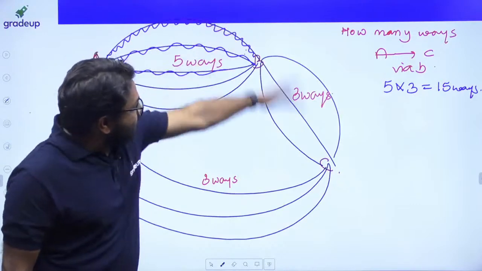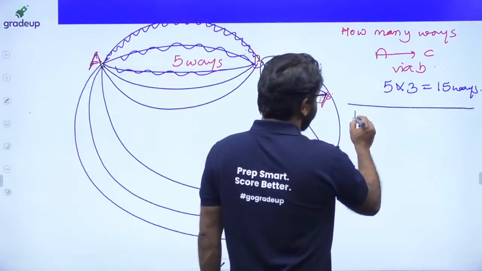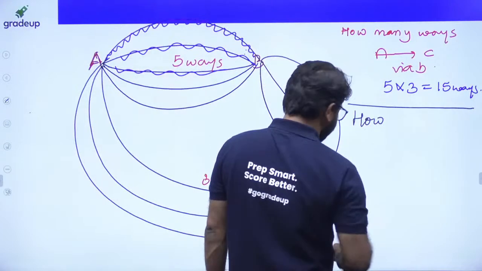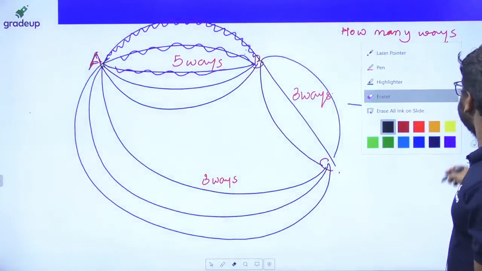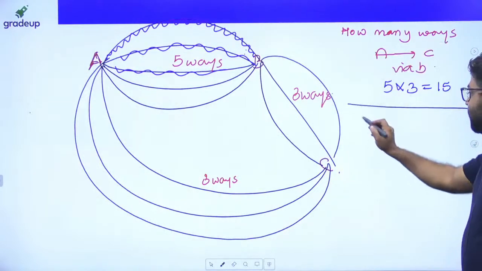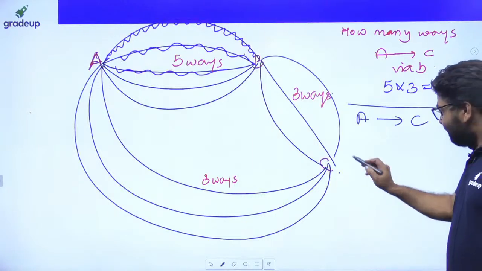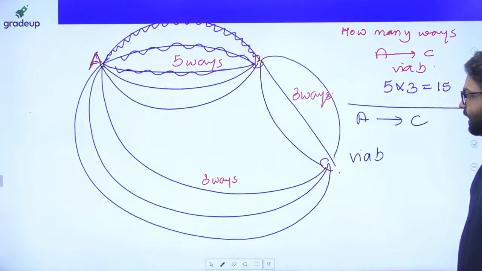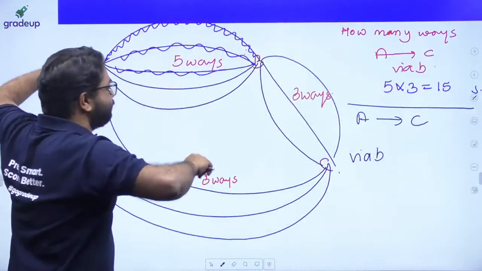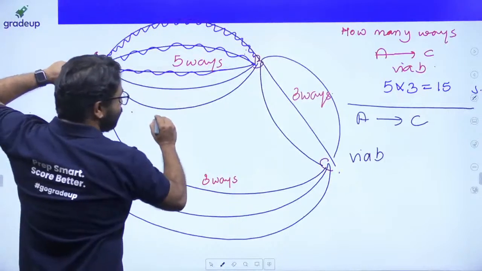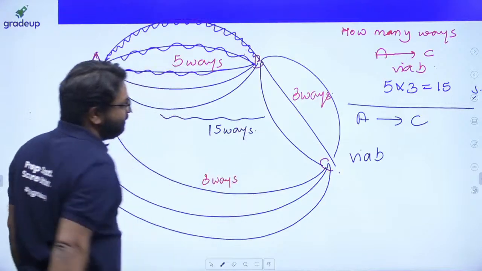So for this route again I can go. Now let me ask you this particular question: how many ways can we go from A to C? Now I have 2 options: first via B, and without via B. Now what will happen? I know that to go from A to C, the total via B will give me 15 ways. The total one will be giving me 15 ways.